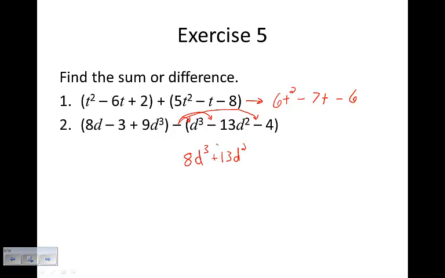All right, we go to d's now. Notice there is no other d, so we're just going to have that 8d. And then we have the negative 3 plus 4. We're going to get positive 1. So this would be the answer to the second one.